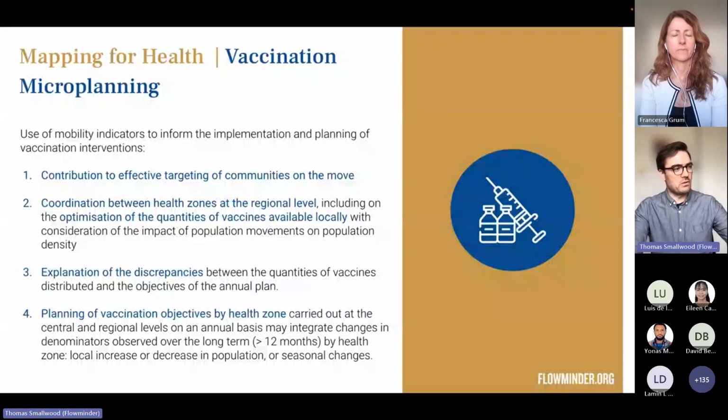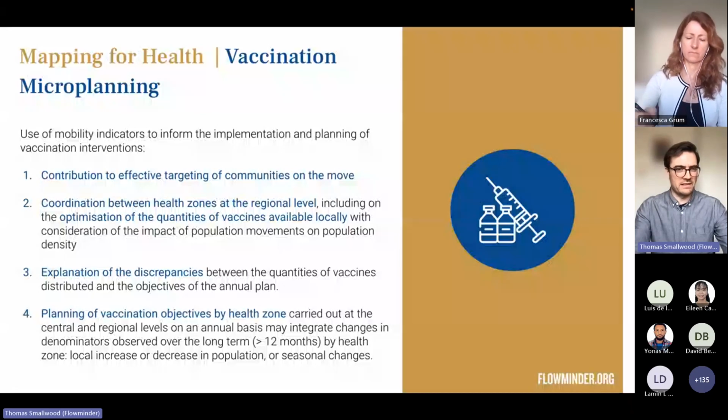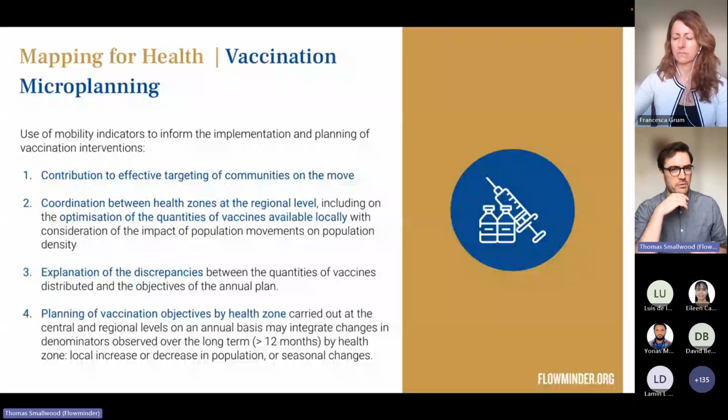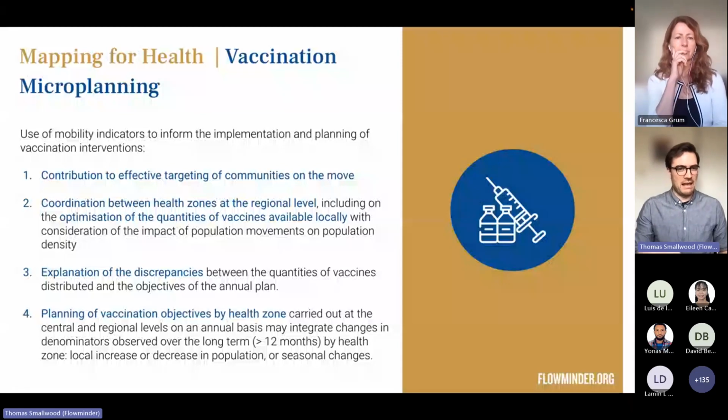Third, to explain discrepancies between quantities of vaccines distributed and the number of vaccines which have been planned to distribute. So if an area either vaccinates more or fewer people than were expected based on the planning, is that because of changes in the population in that area? And finally, supporting future planning of vaccination objectives in each health zone, so helping them predict whether or not the population may increase or decrease at the time of future vaccination campaigns, and therefore plan to ensure that the appropriate number of vaccines are available for distribution in that health zone.